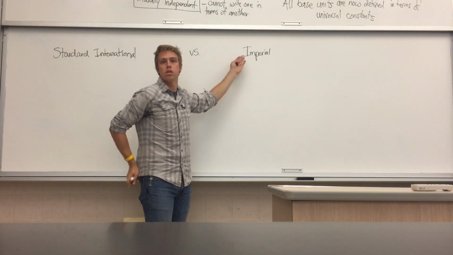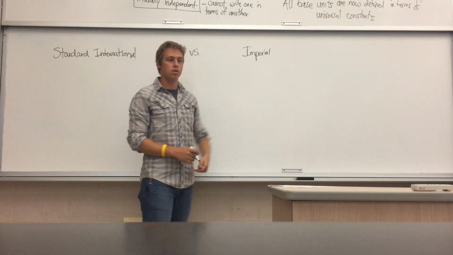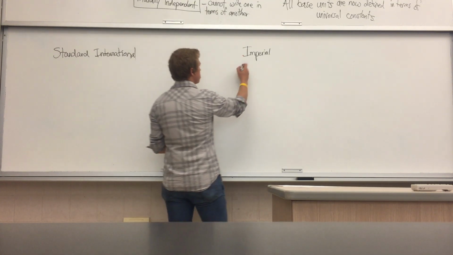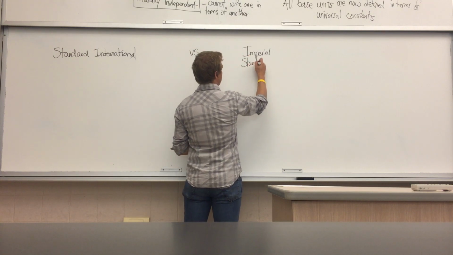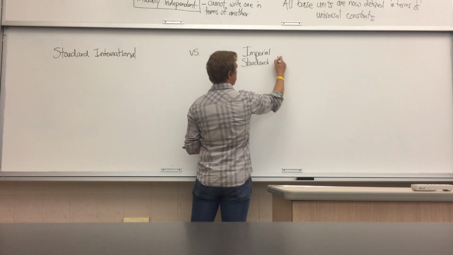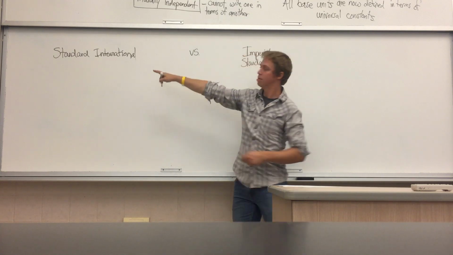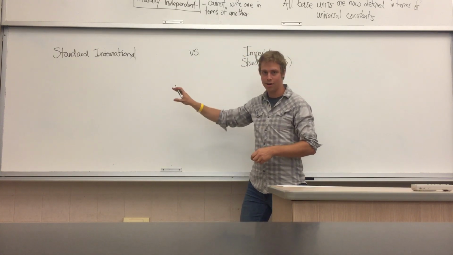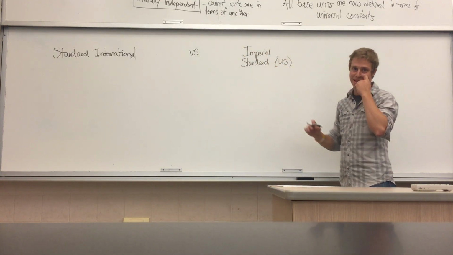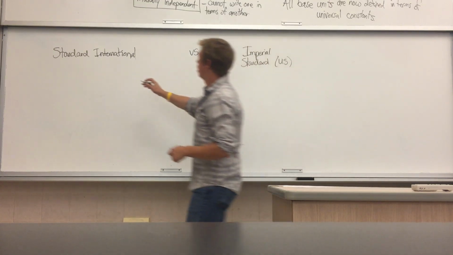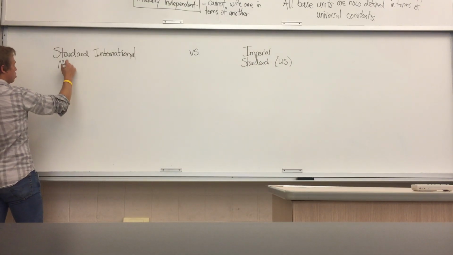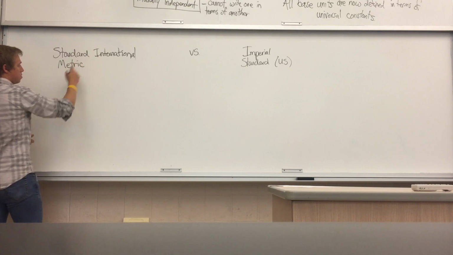So these are the units you're used to. If you're worried about feet and yards, those are imperial units. The imperial units are also called standard units here in the US. Everywhere else, standard international, that's standard. In the US, we call them standard. This also is called metric, okay?